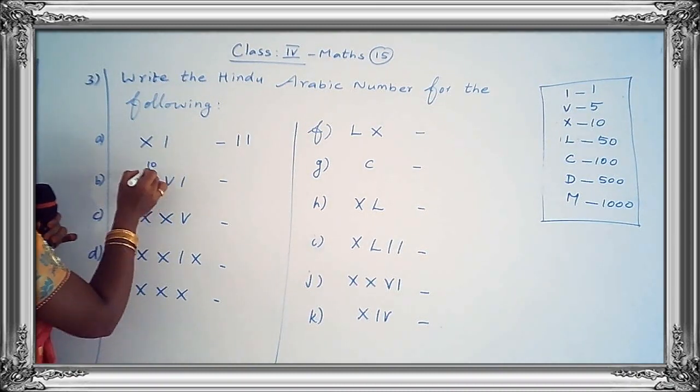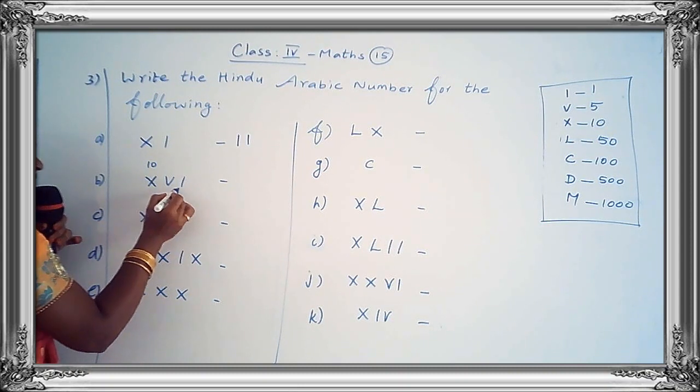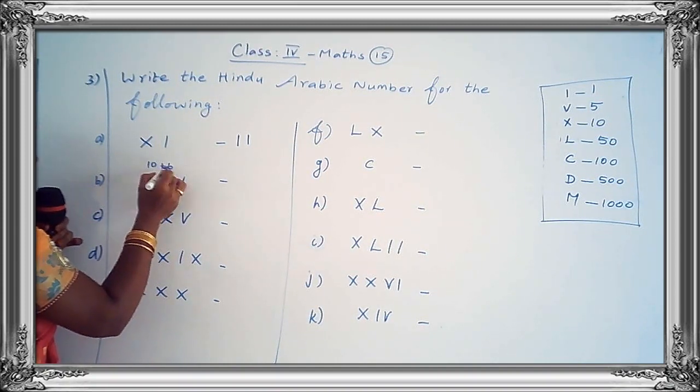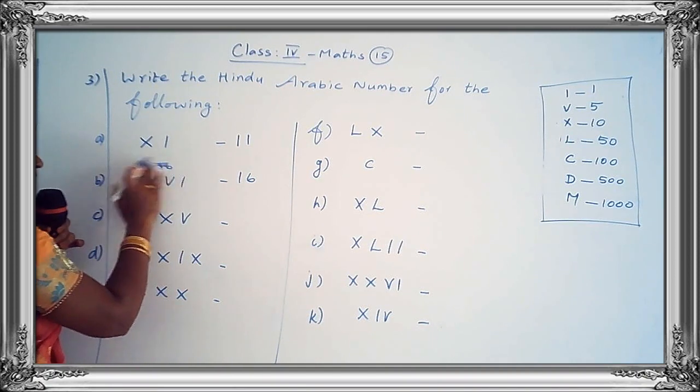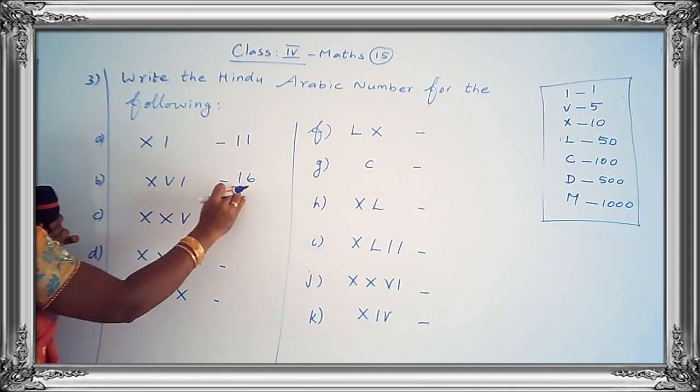X stands for 10, VI stands for 6. Here VI is written after the large number. Yes children, so that's why it is to be added. So 10 plus 6 is equal to 16. Okay, are you clear? So XVI stands for 16.